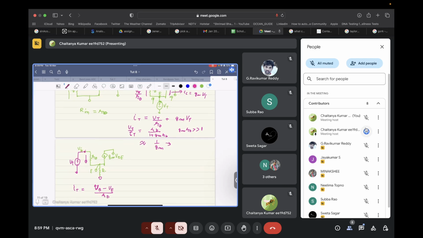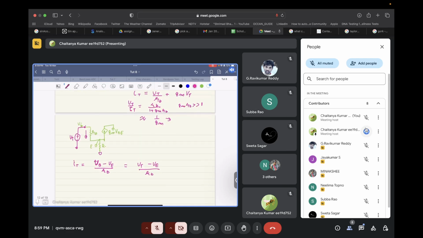Now VB is equal to V test, so IT is V test minus VE by RB. Okay. Now we need to find VE in terms of V test, so that we can find the current flowing through this voltage source. So what is VE? Basically two currents are flowing into this emitter terminal, right? So what two currents are flowing? That is IT plus GM times VBE.